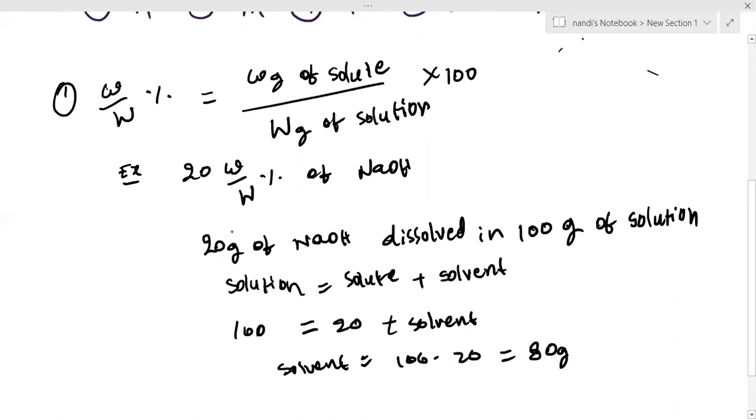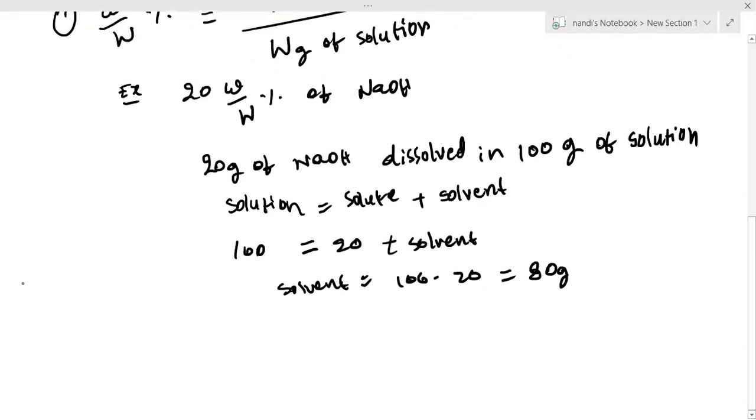This terminology and these concentration methods are used when we are calculating molarity also. This terminology they will give in the problem. They will give W by W percent, then ask to find the molarity or normality. So if you know this meaning perfectly, then you can solve difficult questions based on molarity and normality, all of these.